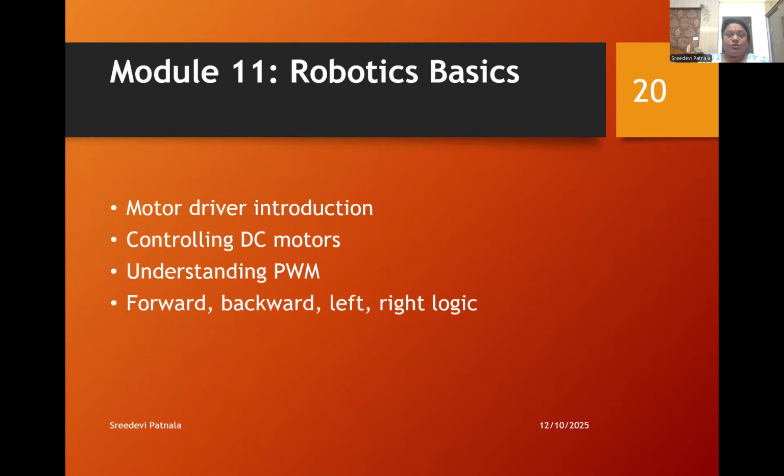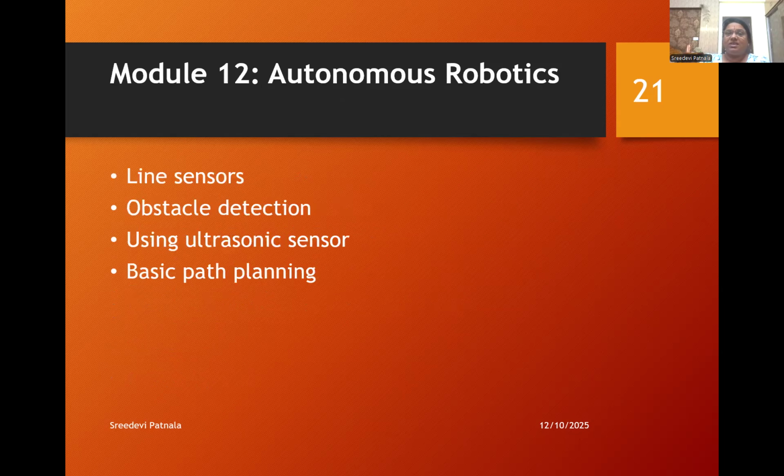So for example, in robotic basics, you will understand motor driver interaction and how to control DC motors, and understand PWM and forward, backward, left logic. Basically, you will move the robot either to the left or right or in a straight line. So you will build a robot, connect the motors, and connect the sensors in action. How do you do it? These are robotic basics.